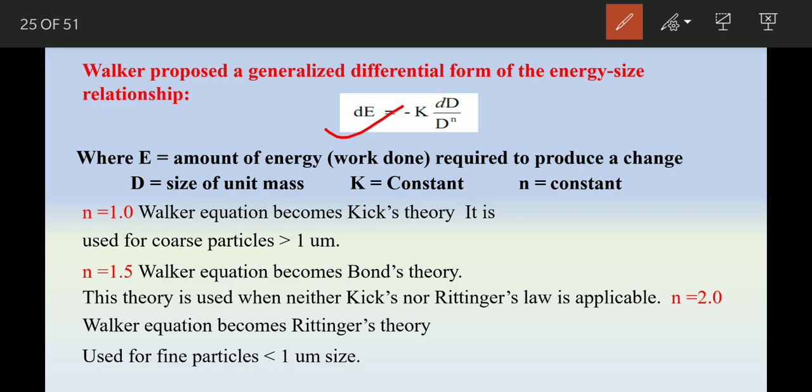If n equals 1, then the Walker equation becomes Kick's theory. It is used for coarse particles greater than 1 μm. If n equals 1.5, then Walker's equation becomes Bond's theory. This theory is used when neither Kick's nor Rittinger's law is applicable. If n equals 2, then Walker's equation becomes Rittinger's theory, used for fine particles less than 1 μm in size.